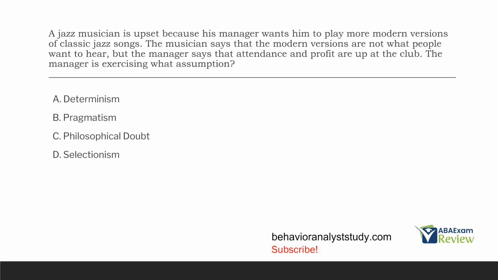And then D, selectionism. It's why behavior persists. Again, it's not really a behavior question. We're not really targeting behavior here or looking at a specific behavior. We're simply looking at the bigger picture, which is what the manager is doing. Being pragmatic involves looking at the big picture. It involves looking at data, what the data show, what the results show, and making data-driven decisions based on results. You're being very pragmatic about the decision, and that's what the manager is doing. We're going to continue playing these songs because data show that it's better for the club. So the manager is exercising what assumption? B, pragmatism.